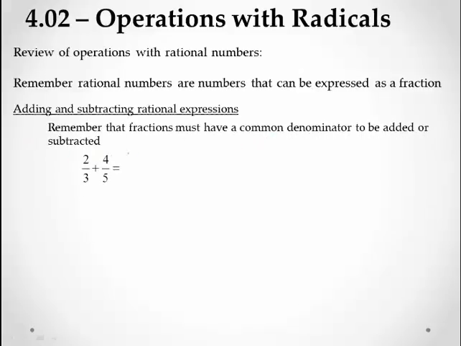So 2/3 plus 4/5. I need a denominator that's common to 3 and 5. That's going to be 15. So I'll take 2 times 5 over 3 times 5 plus 4 times 3 over 5 times 3, and I'll have 10/15 plus 12/15, which will give me 22/15. Remember, we only add the numerator, not the denominator.